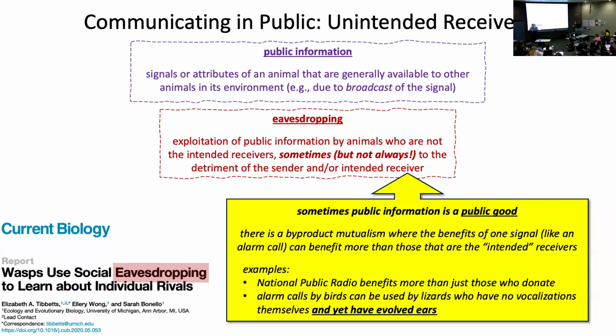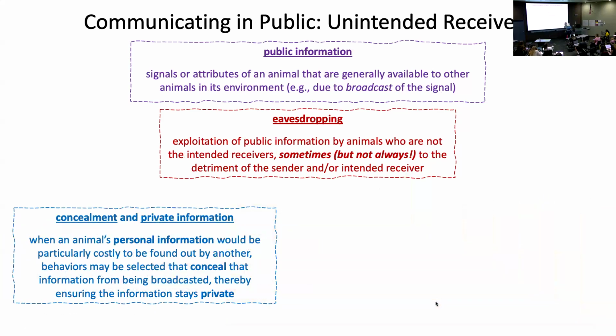But it's a public good, so there's not a cost that is paid by the extra listeners. But the extra listeners get that benefit out, just like the lizard. So that's an example that not eavesdropping isn't always bad for the sender, but sometimes it's bad. And so when it's bad for the sender, then you see the evolution of concealment behaviors to try to maintain private information. So when personal information would be costly if a third party were to find it out, then you can see that an animal may be selected to conceal that information, ensuring the information stays private.